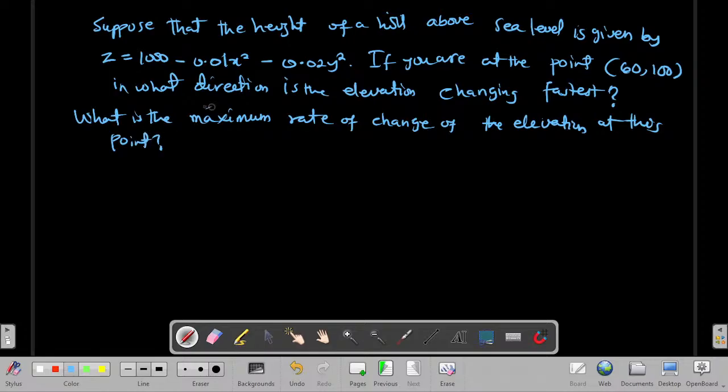Good. So it says that suppose that the height of a hill above sea level is given by the function z is equal to 1000 minus 0.01 x squared minus 0.02 y squared. If you are at the point (60, 100), okay, imagine, in what direction is the elevation changing fastest, and what is the maximum rate of change of the elevation at this point.